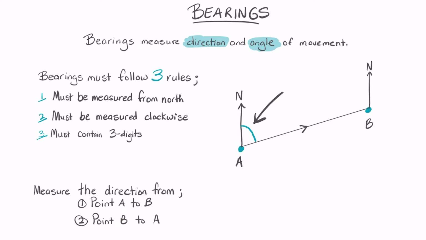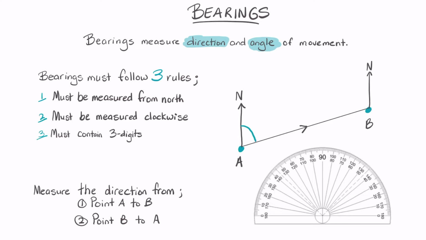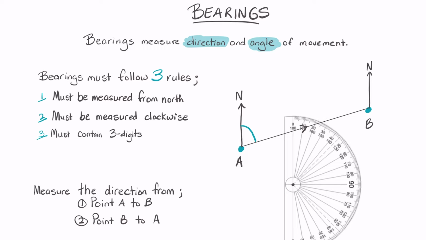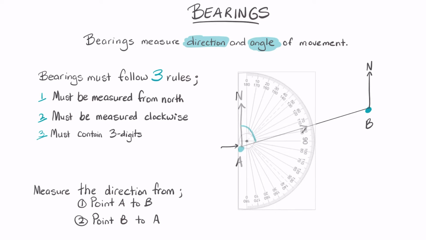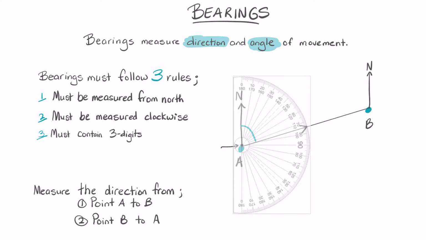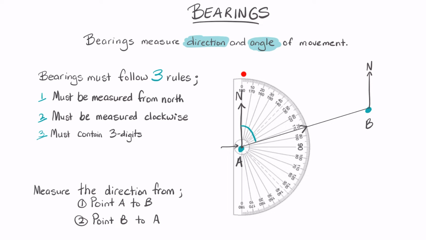In order to do this, we'll have to use the protractor. We will line up the protractor where the 2 lines meet, making sure that north is in line with the 0 degrees or the 180 degrees. And this is the angle right here that we're going to measure. Now the reason we're measuring that angle is because bearings must be measured clockwise.